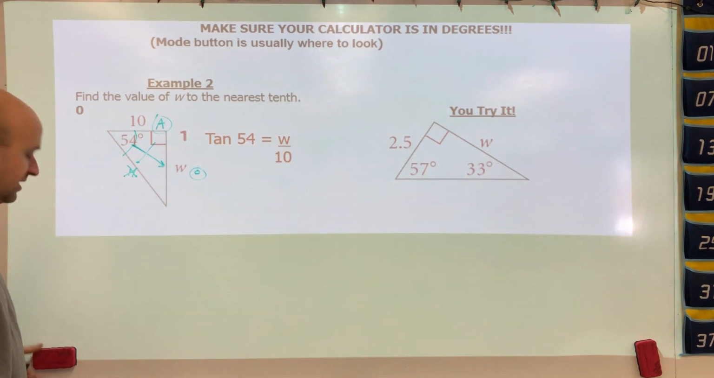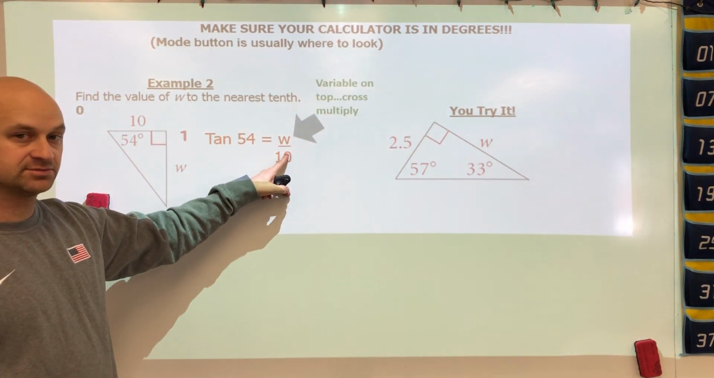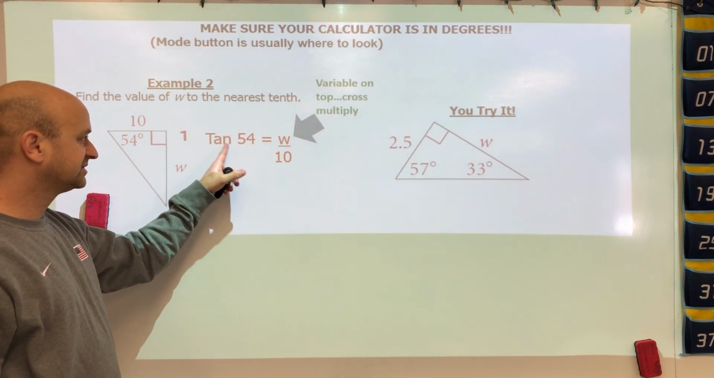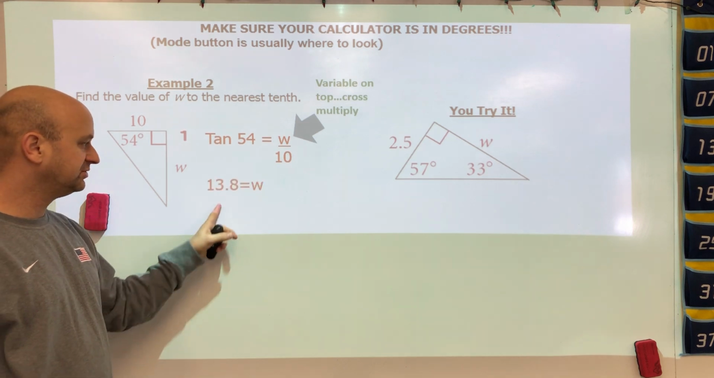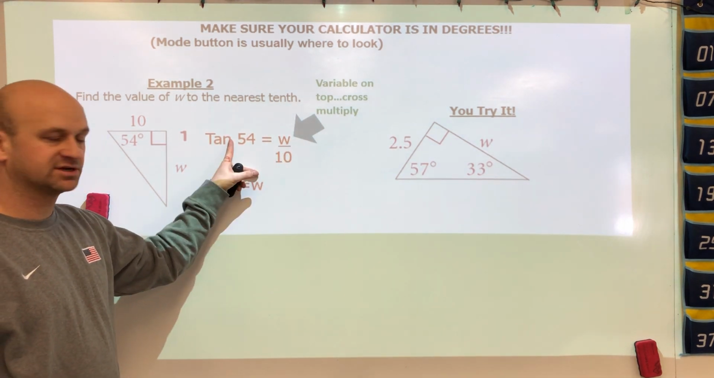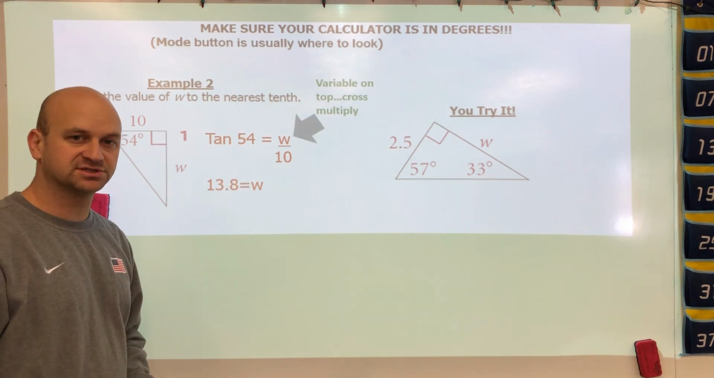Now in this case, because the variable's on top, we're going to cross multiply. So in the calculator, you would hit 10 times tangent 54. And when you do that, you should get 13.8. So when the variable's on top, we cross multiply. This is something we're gonna do a lot, so make sure you, in your head, rehearse this for every problem we have.